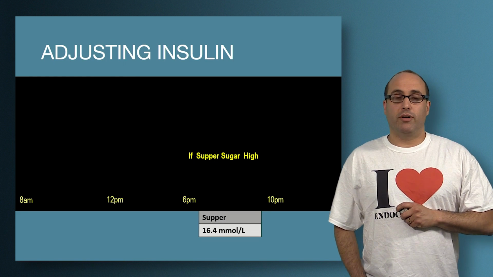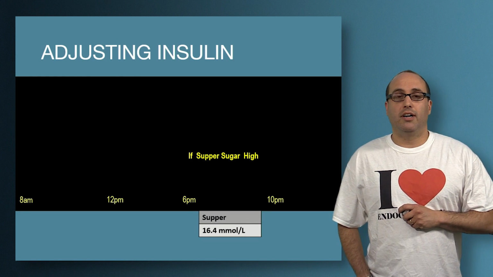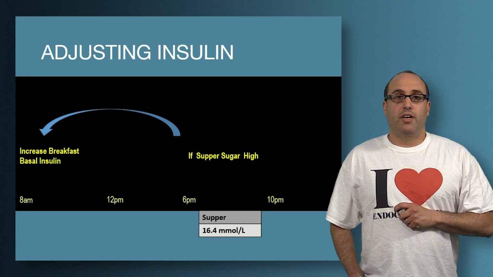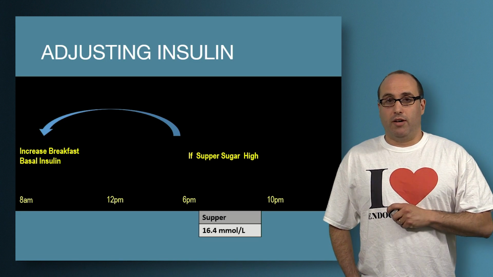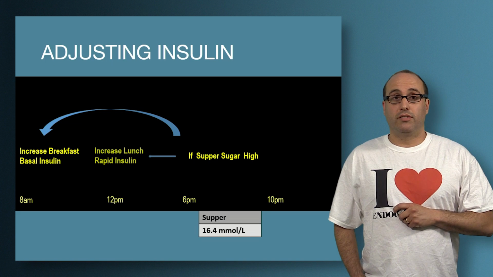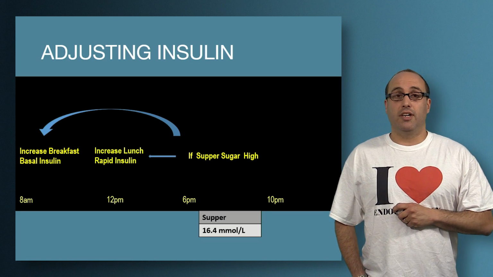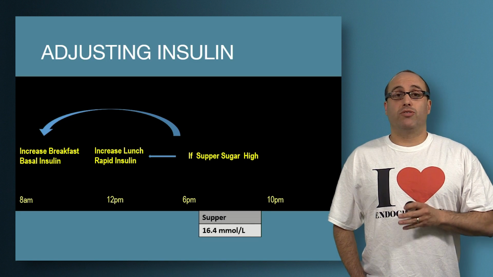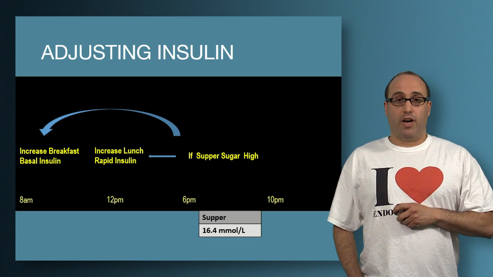Here's another example where the supper time insulin is high. The solution to this is to increase the basal insulin that was taken before breakfast, or to increase the rapid insulin taken before lunch, so that patients don't arrive at supper with a high blood sugar.